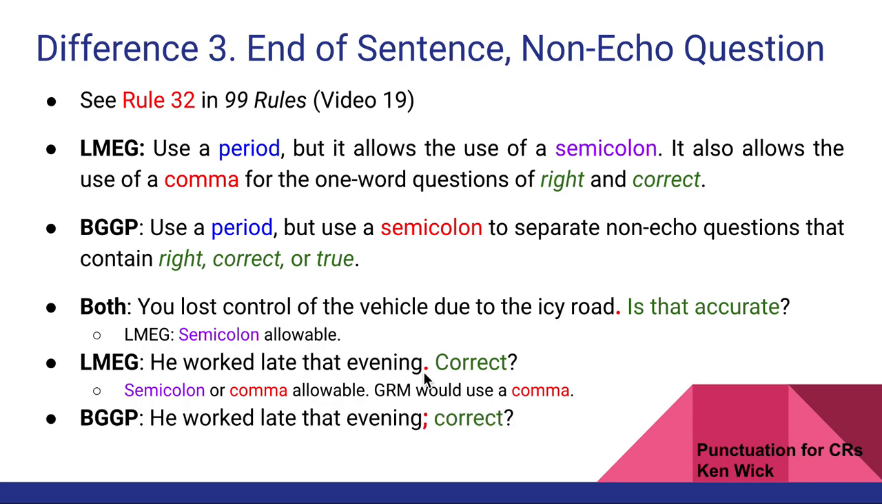The BGGP would have a semicolon because it says use a semicolon for right, correct, and true. So it would punctuate this with a semicolon, and a semicolon would also be correct per LMEG. So you can see there's a lot of variability in how you can punctuate this, but you can see how the rule differs.